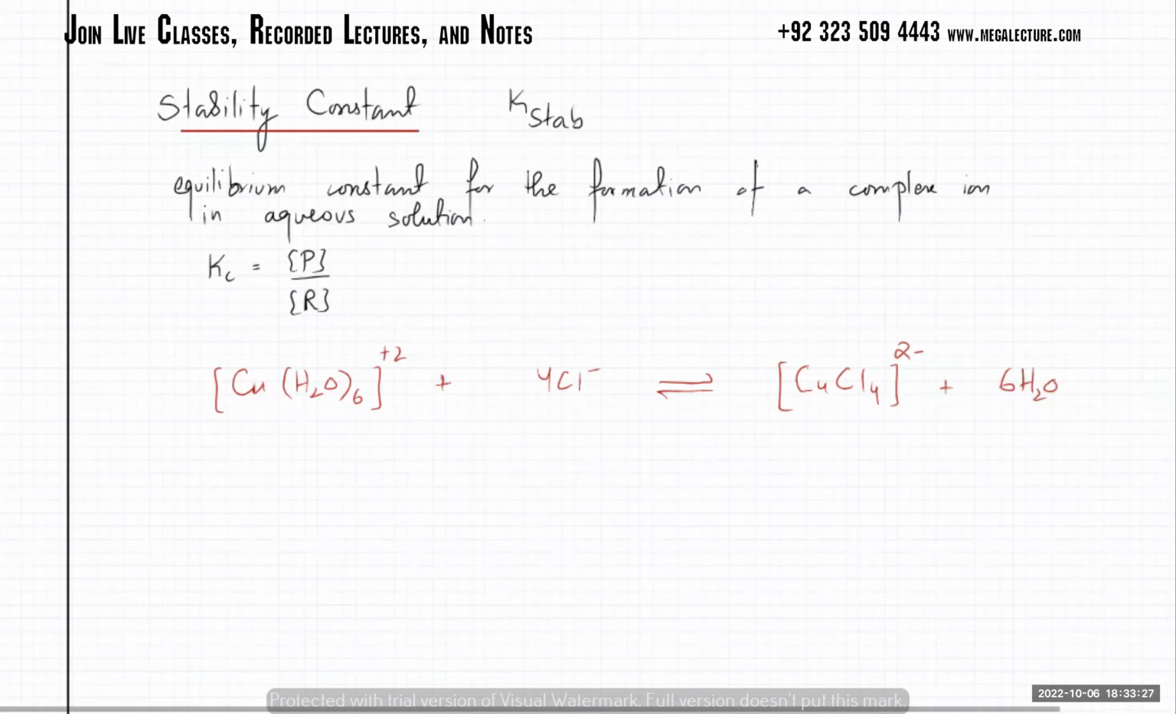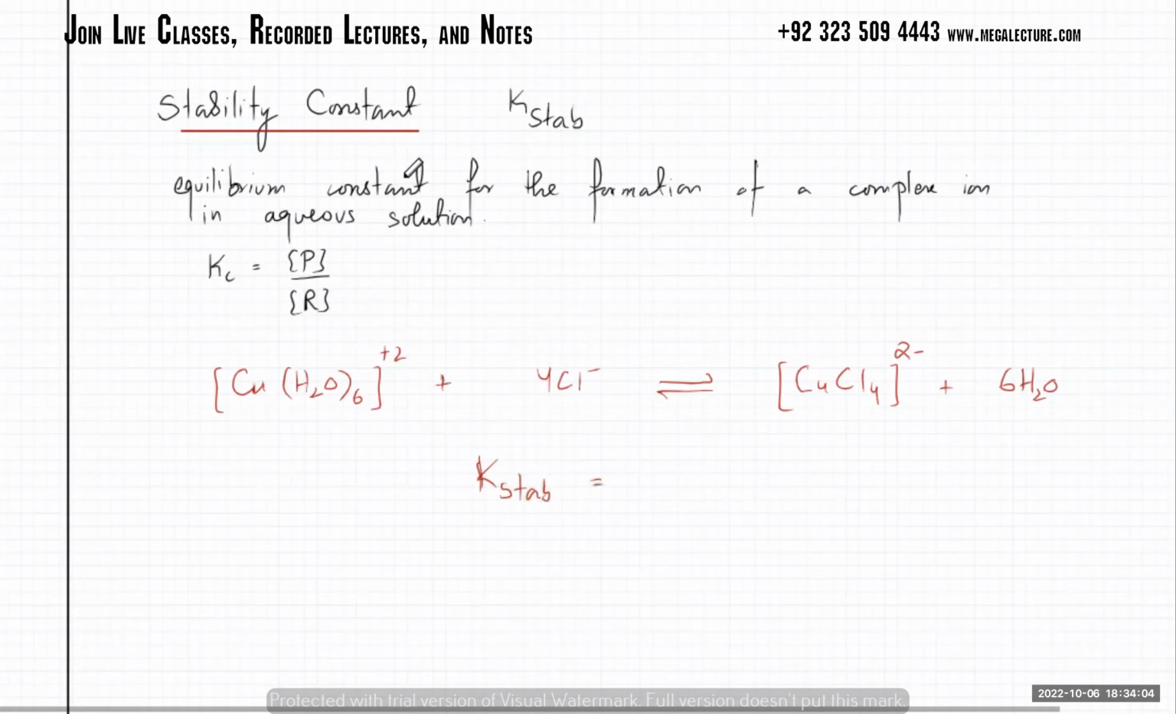Now we've got this happening. Copper with 6 water molecules, and the Cl ligands are going to knock out the water molecules. So this statement, does it make sense that it's the formation of a complex ion, which is this one, in aqueous solution? You had an aqueous solution where copper was forming a complex with water molecules, and the water molecules got knocked out by Cl ligands, and you get another complex. So it's the equilibrium constant for this reaction. So what is the equilibrium constant? K stab, or stability constant in this case.